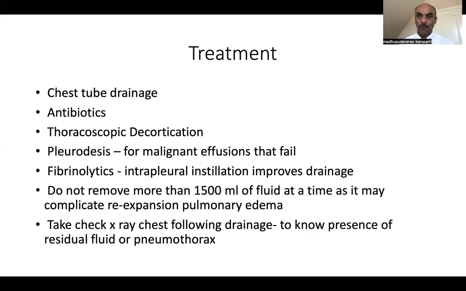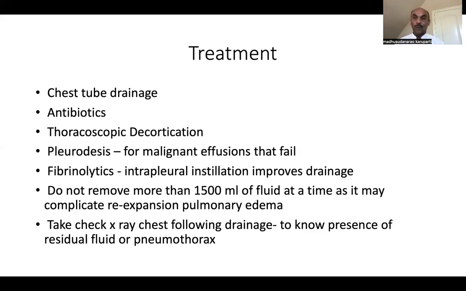patient from pleural effusion. Well, when you are dealing with the patient with pleural effusion with chest tube drainage, do not remove the fluid more than 1500 ml, which is going to complicate re-expansion pulmonary edema. Instead of getting the patient improved from the clinical symptoms, he is going to worsen his symptomatology with regard to shortness of breath.